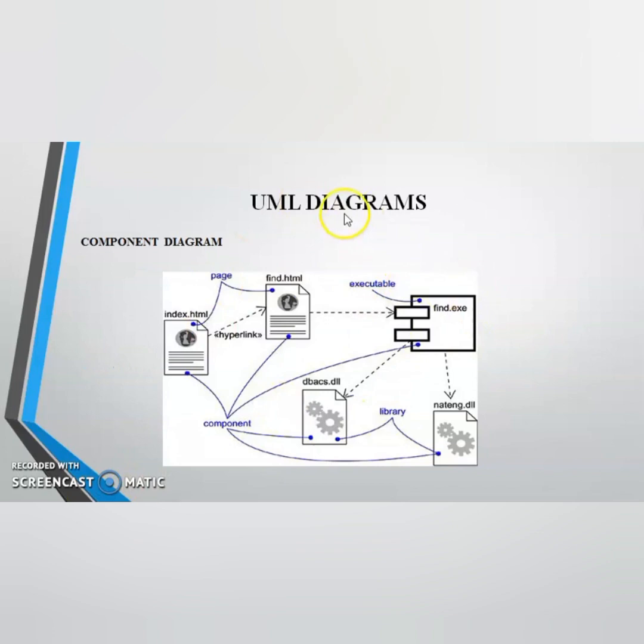This is the component diagram. This is a component, this is a component, this is a component, this is also a component. So here index.html is dependent on find.html. That is shown by dotted arrows. This is the dependency symbol. And this is the executable find.exe. It contains all executable files. And whatever operations are performed on these pages will be reflected in this executable file. And without these library files, we can't execute the program.